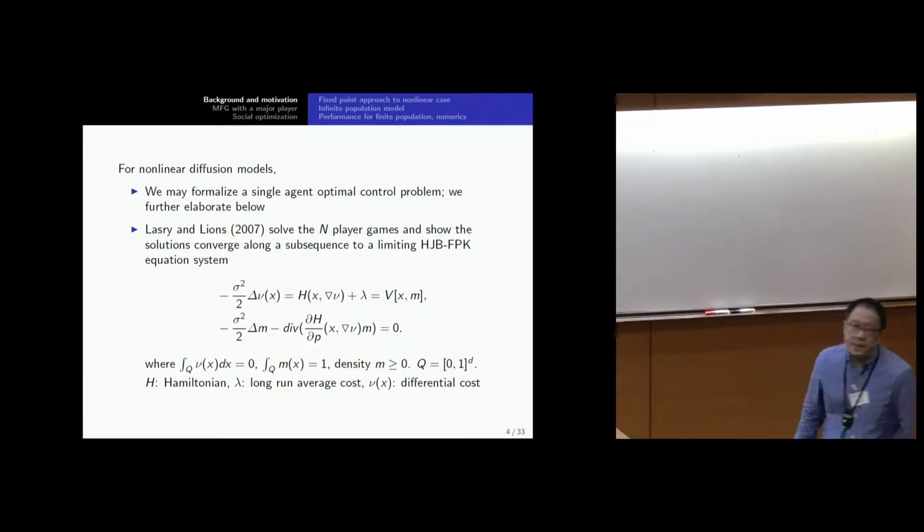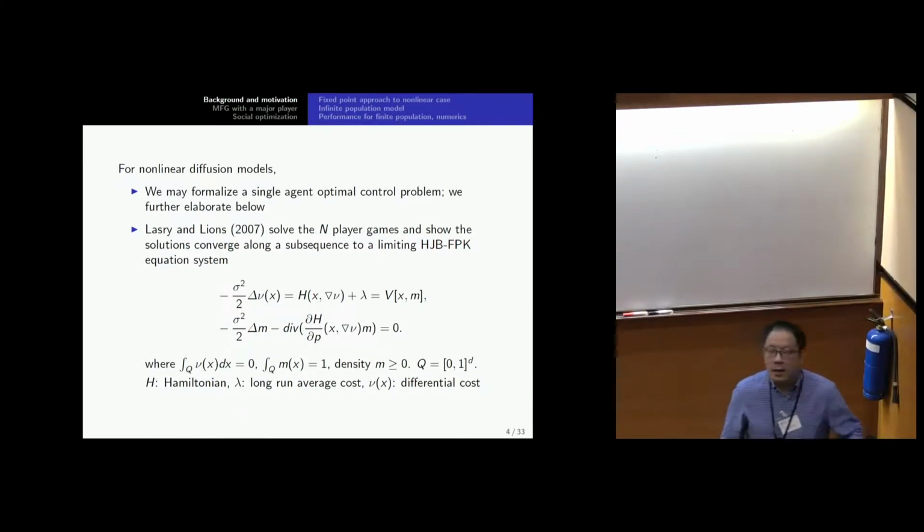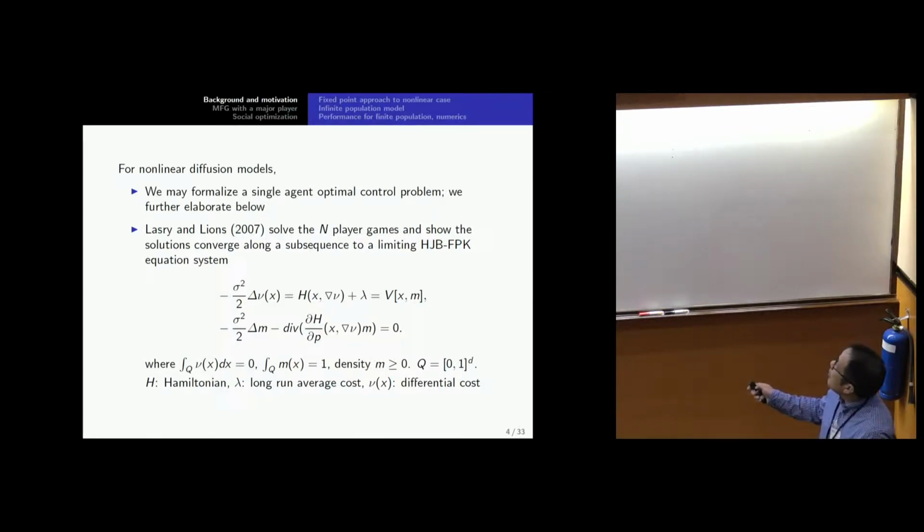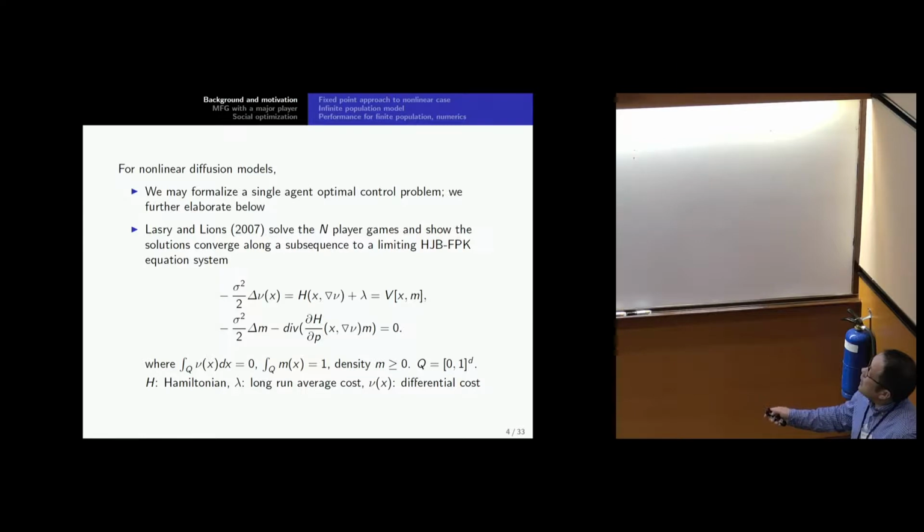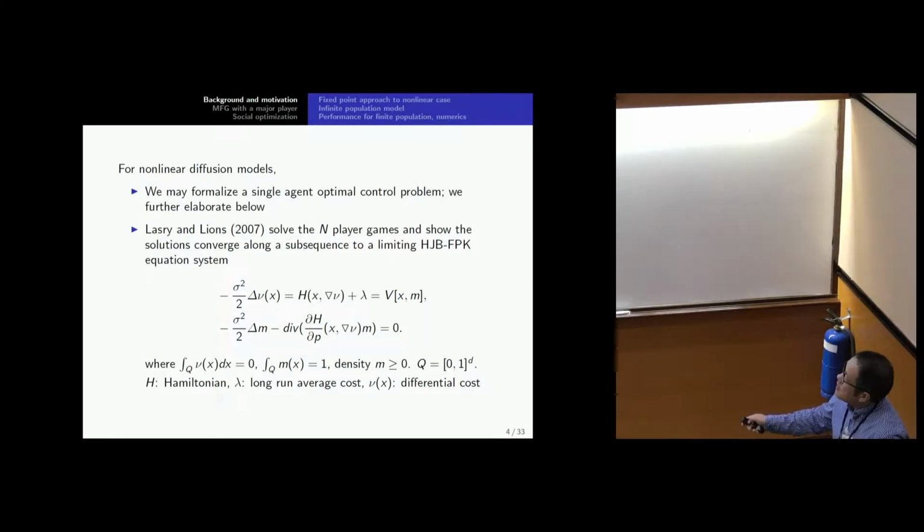They solve the n-player game formally, okay, then try to check what happens when the number of players goes to infinity. Okay. So eventually, they obtain the limit as the equation system here. Okay. So let's have a look at the two objects. The first one is basically a dynamic programming equation. Okay. Here H is the Hamiltonian for the control problem.